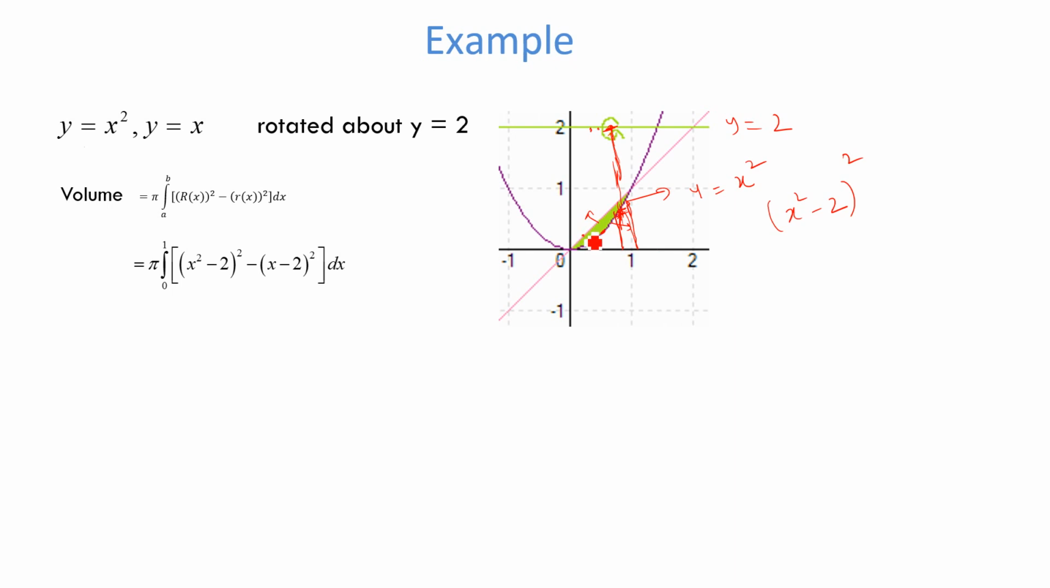And in case of the inner radius, we have this line y = x, and what is this distance from this line to this line? This is in fact x minus 2. So we are revolving x minus 2 around this line, so (x minus 2)². So this is the R(x)², and this is the r(x)².